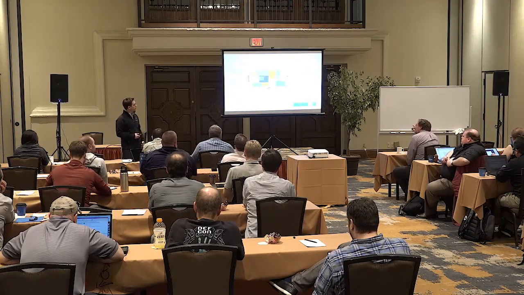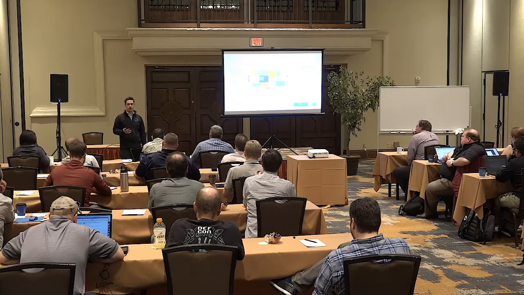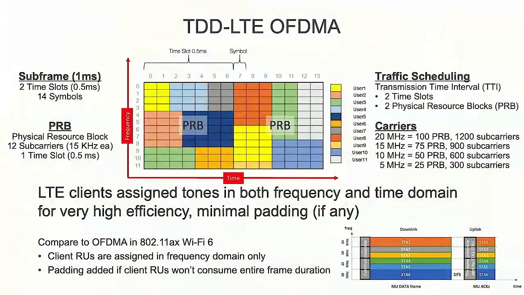Anything else I missed? So yeah, from a scheduling perspective, the minimum block that can get scheduled is 2 PRBs, or essentially 1 subframe.